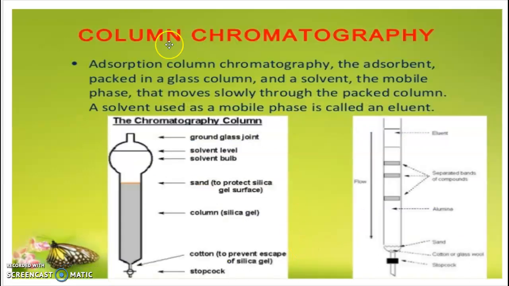Okay. See, in adsorption column chromatography, the adsorbent is packed in a glass column, and the solvent, the mobile phase, moves slowly through the packed column. The solvent used as a mobile phase is called the eluent. Here the mobile phase is called the eluent.